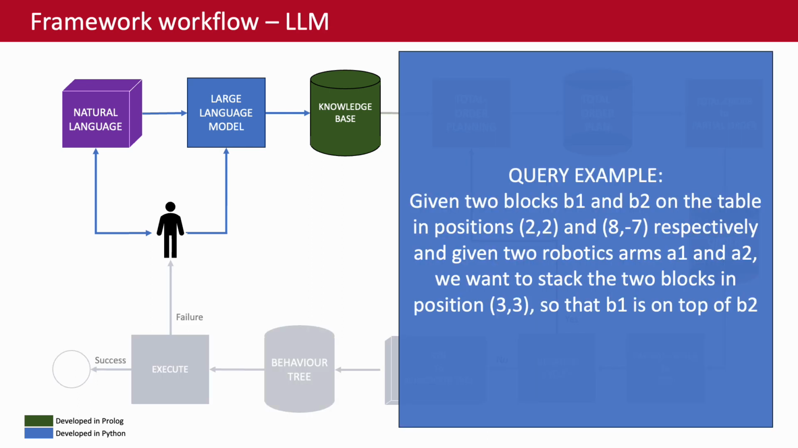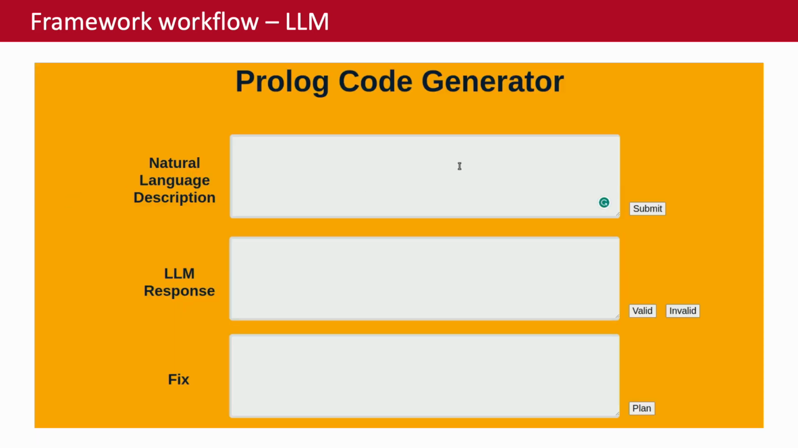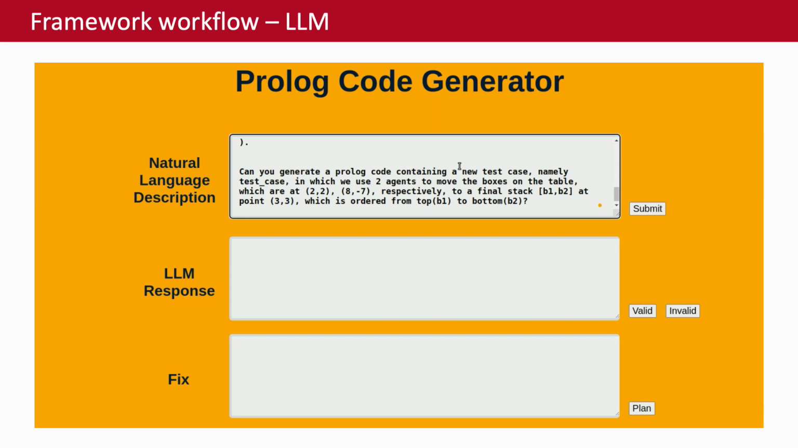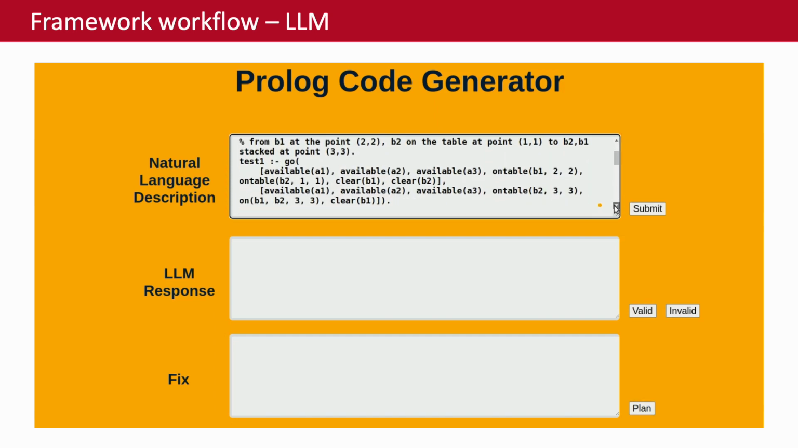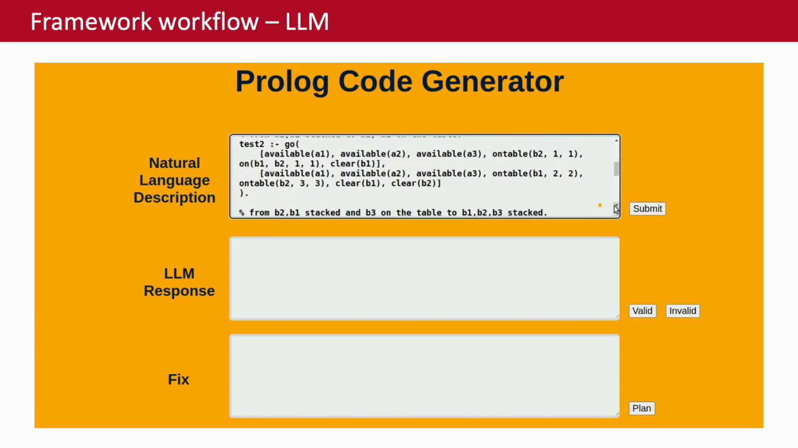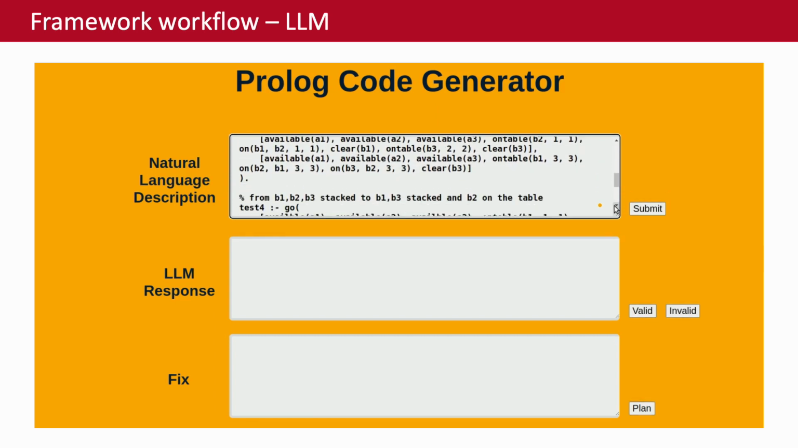One possible example of query is the one shown on the right, where we have two blocks on a table and two robotic arms available, and we want to stack the two blocks in a new position. Here we see how we can interact with the LLM. We provide a series of test examples, and then we provide our new query.